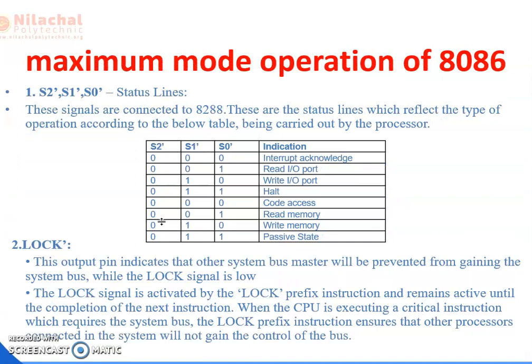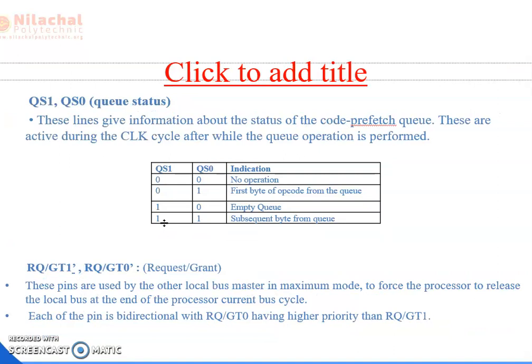So next one is lock. This output pin indicates that other system bus masters will be prevented from gaining the system bus while the lock signal is low. The lock signal is activated by the lock prefix instruction and remains active until the completion of the next instruction. So when the CPU is executing a critical instruction which requires the system bus, the lock prefix instruction ensures that the other processors connected in the system will not gain the control of the bus.